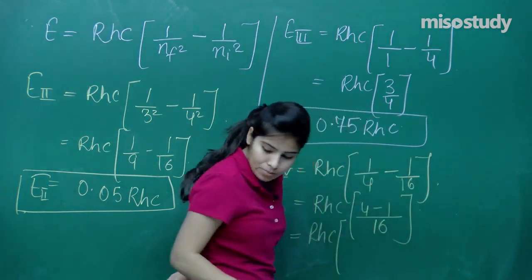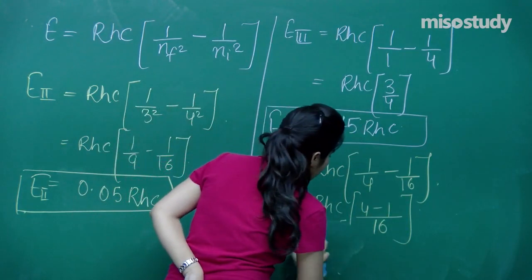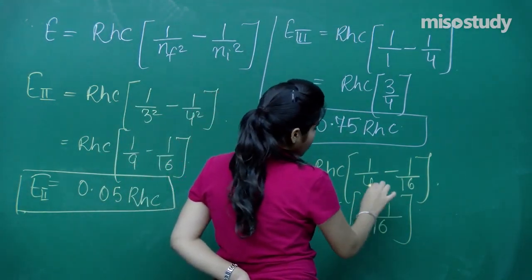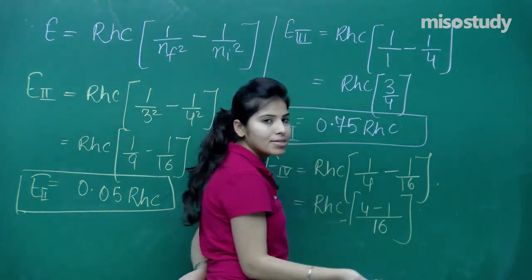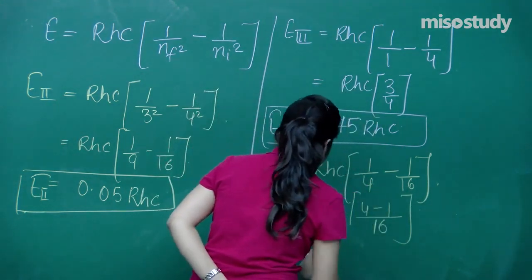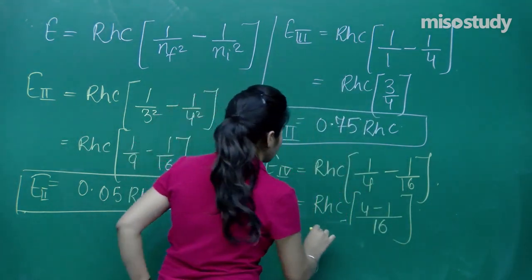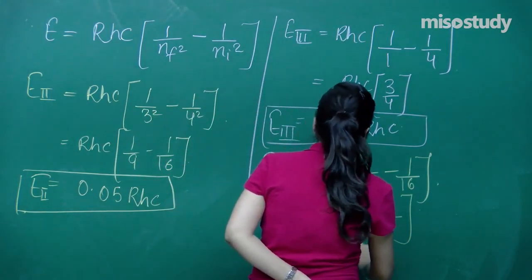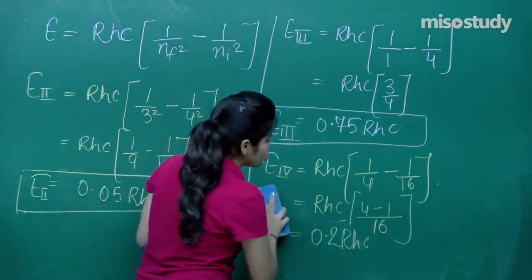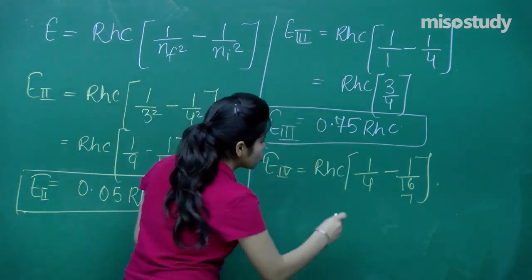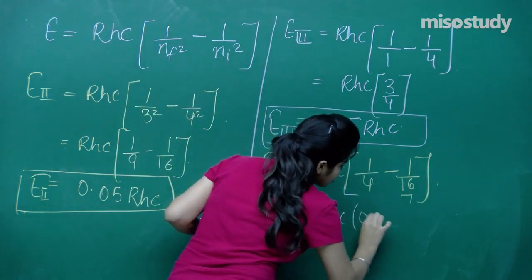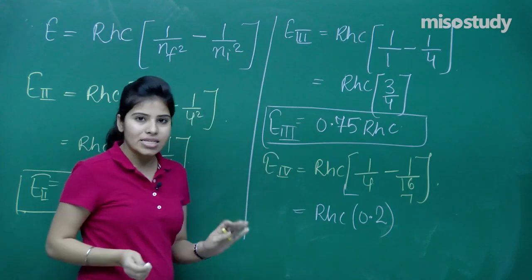Is that correct, whatever I am doing? You can check it out. If you take the LCM of 4 and 16, that will definitely be 16, and 4 fours are 16, so 4 minus 1 is... Now if you solve it, you will see that your value comes out to be something like 0.2 RHC. I know that you can solve it easily, so I am directly writing it as 0.2 RHC.